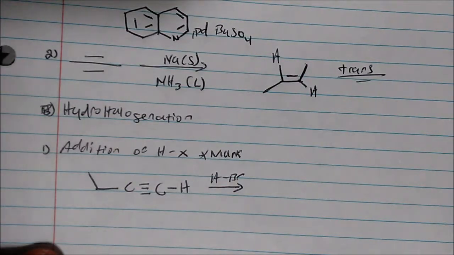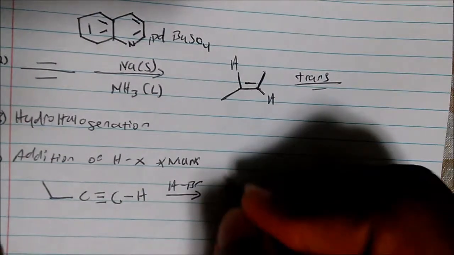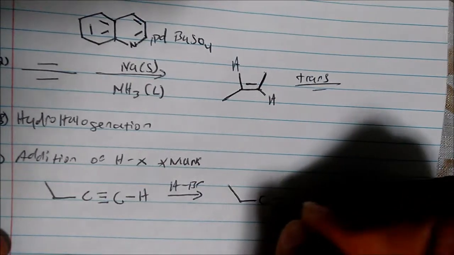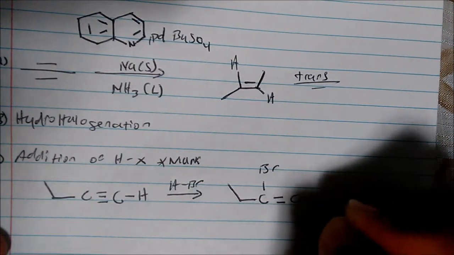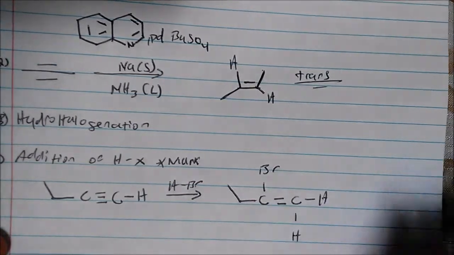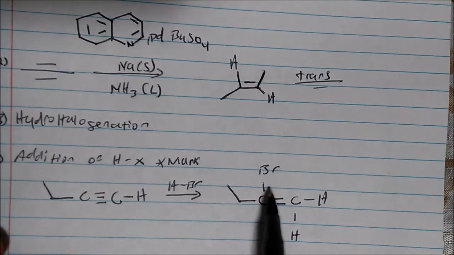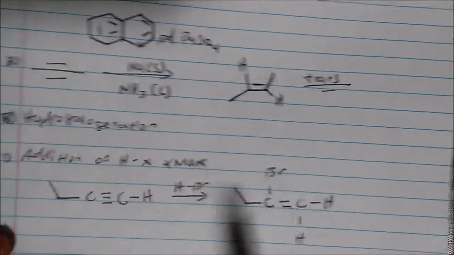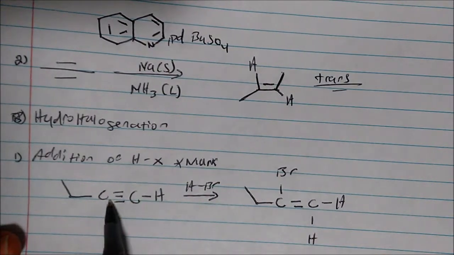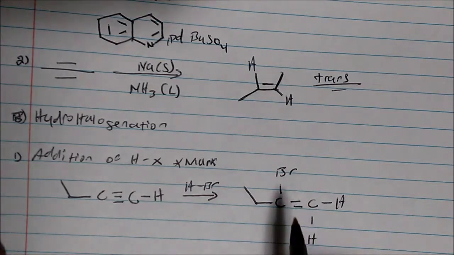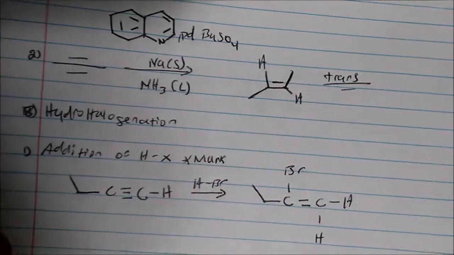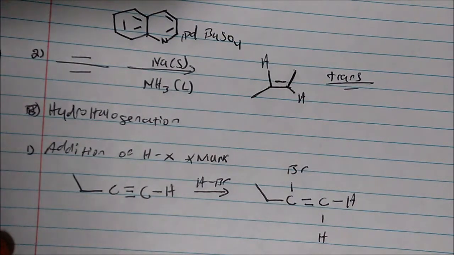So the addition of HX gives you the Markovnikov regioisomer. So you're going to get something like this. Notice that my bromine is now on the more substituted carbon of the carbon-carbon triple bond. We have a hydrogen here, so this is less substituted. So this gives me the Markovnikov regioisomer.